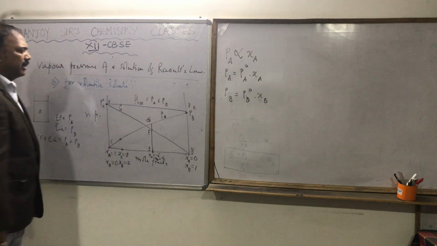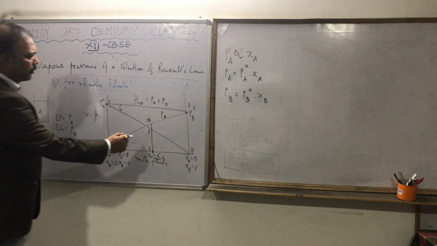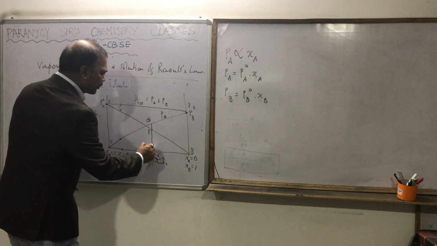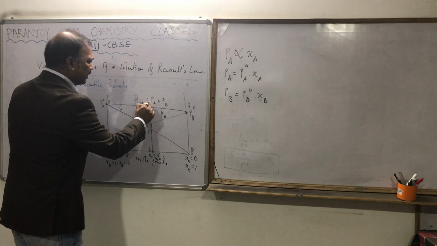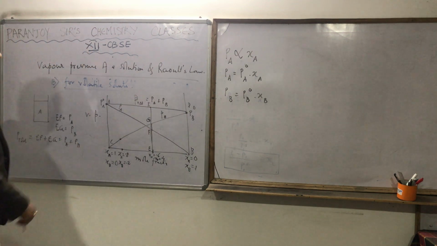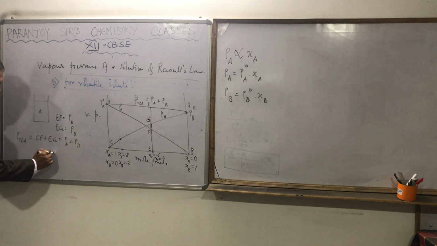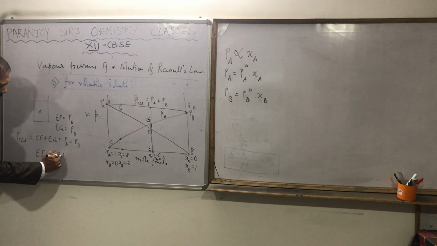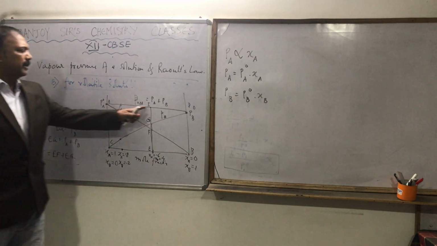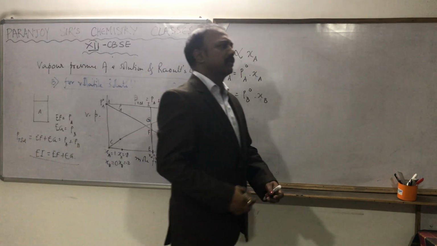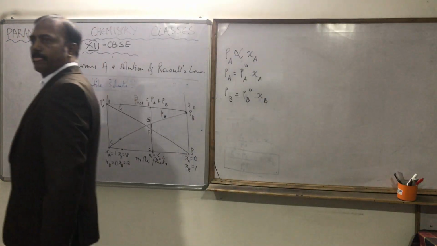Now if somebody asks what the total vapor pressure is when XA equals 0.6, we don't have to calculate this separately. We can straight away read it off. Suppose this is F, this is I. So EI is the total vapor pressure, which is nothing but EF plus EG. Is it clear? So this particular curve is representing the total vapor pressure curve.